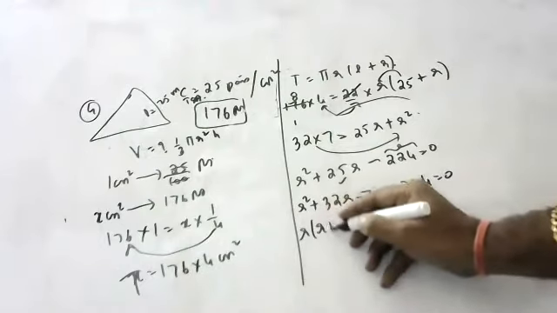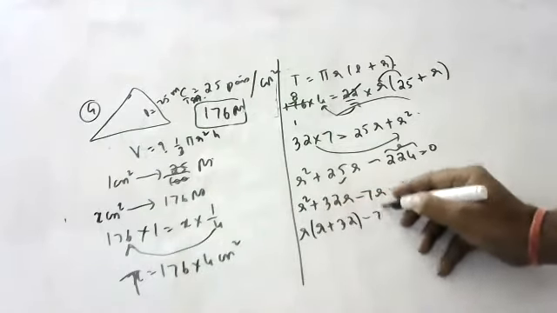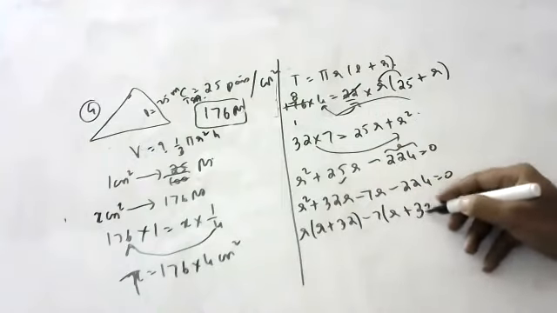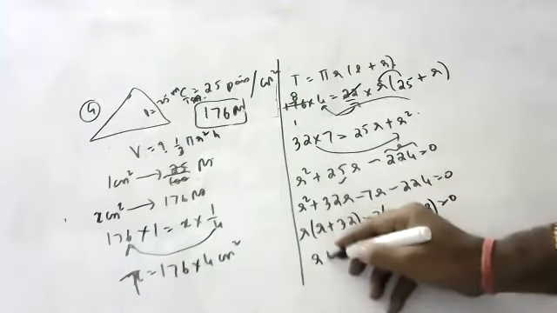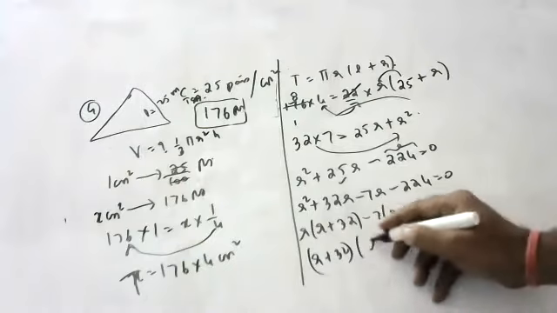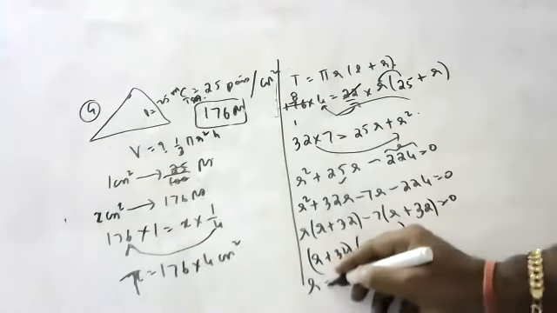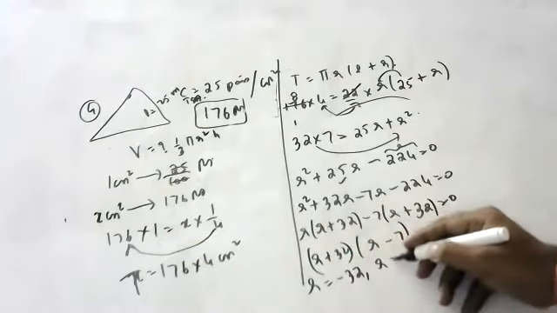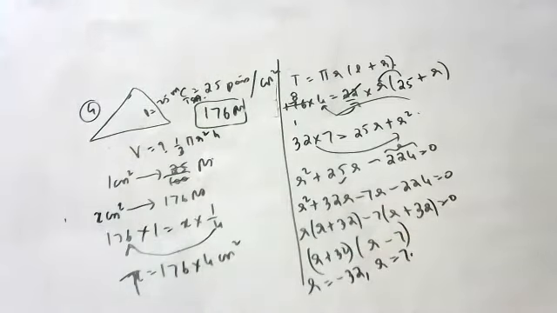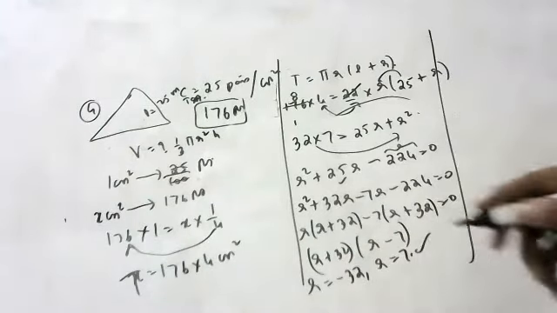If you take r common, r plus 32 into r minus 7 is equal to 0. So r can be minus 32 or r can be 7. Which is correct, minus 32 or 7? 7, sir, because radius cannot become negative.